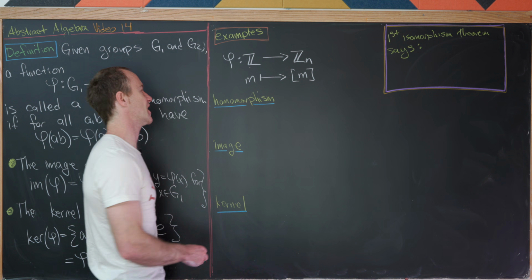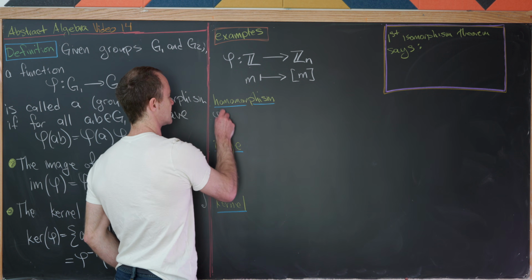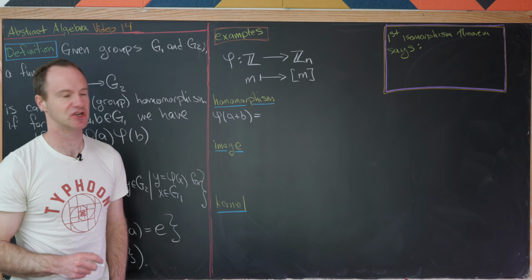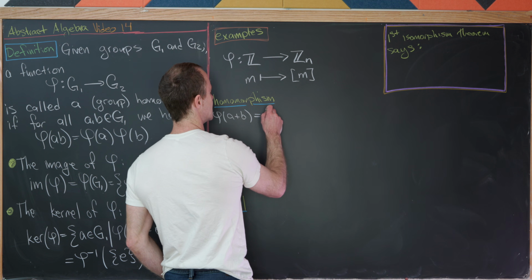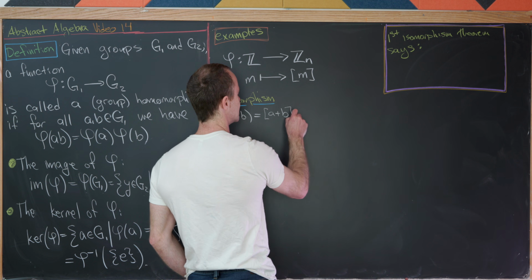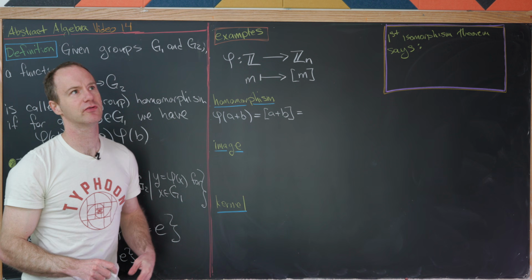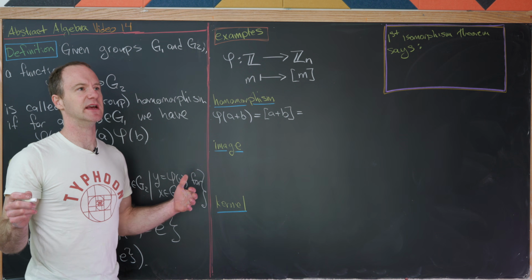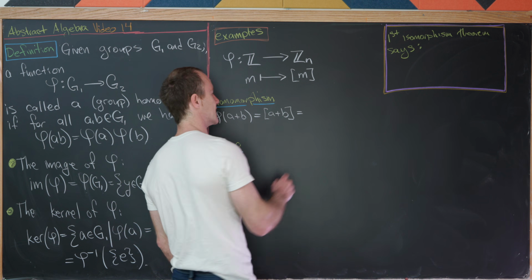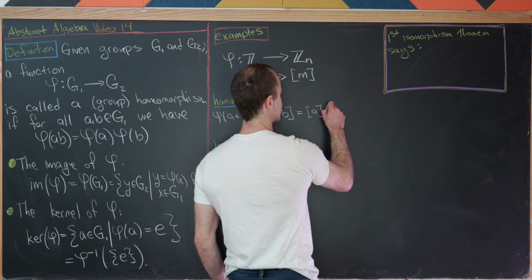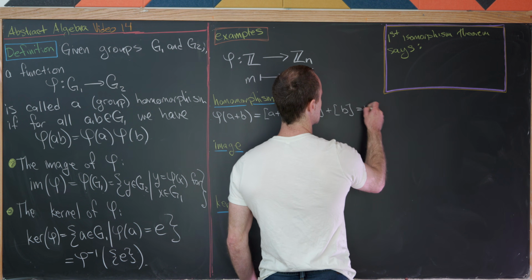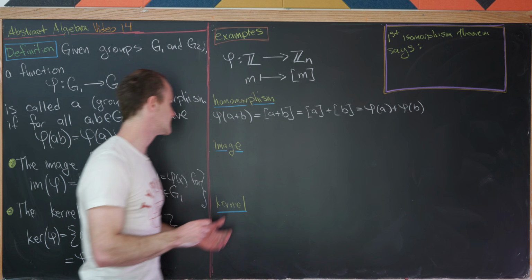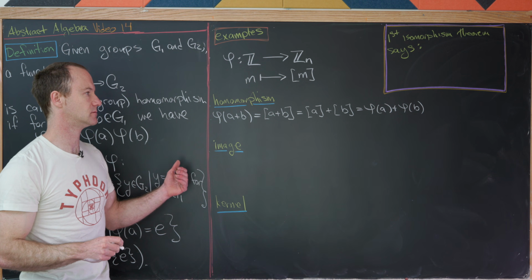So now let's first check that it's a homomorphism. Let's look at φ of a plus b. Recall that the operation is addition on both sides. So this is going to be equal to the equivalence class associated to a plus b. But by a pretty classic exercise that I think we did earlier in the course, or if not, is typical in an introductory proofwriting class, this is the same thing as the equivalence class of a plus the equivalence class of b, which is φ of a plus φ of b. So we're good to go there.